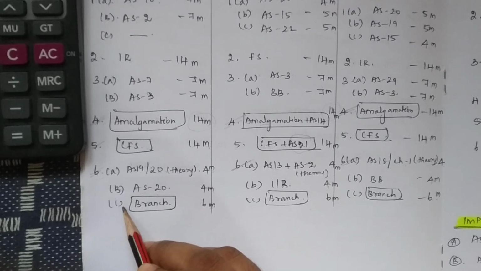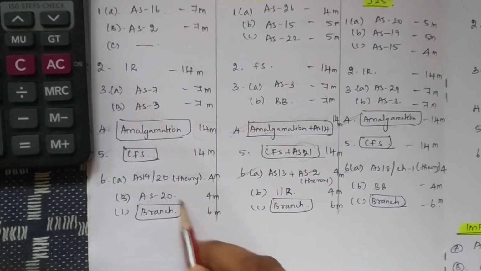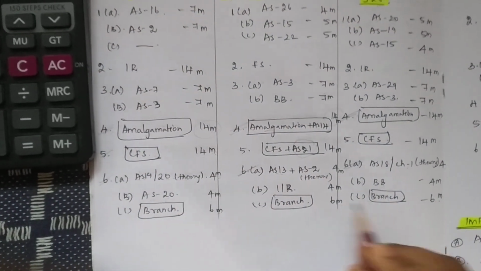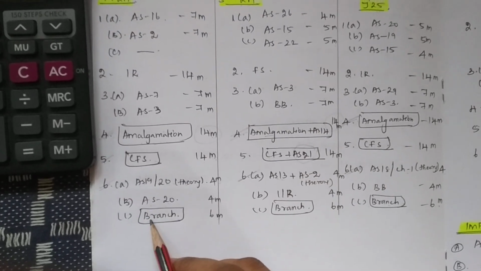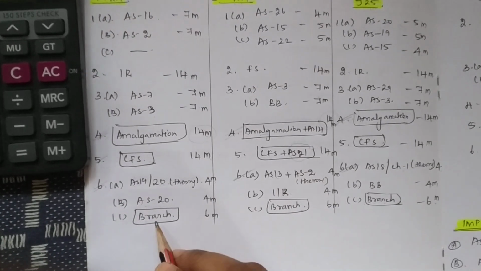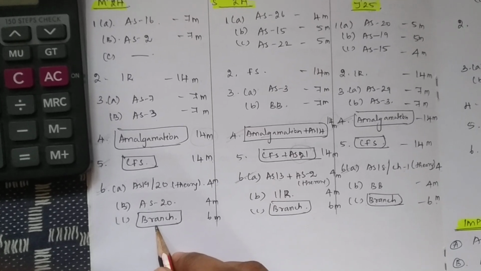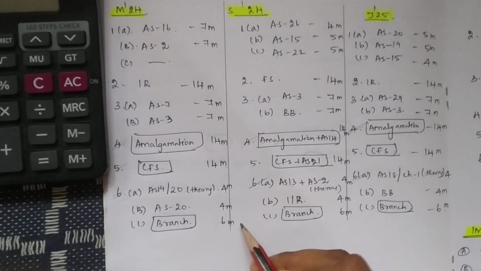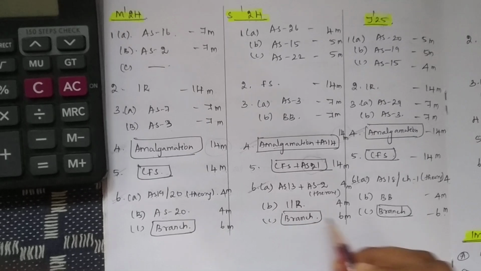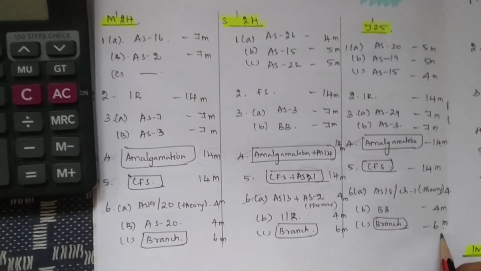When we see 6C, here also they are maintaining the sequence, that 6C is always coming for branch accounts. It might be an Indian branch or a foreign branch, but it is a branch chapter only. So here the marks are 6 marks, 6 marks and 6 marks.